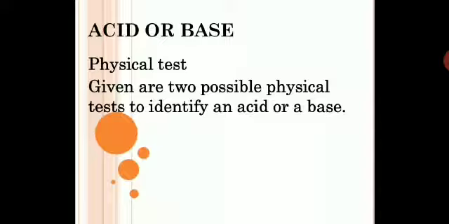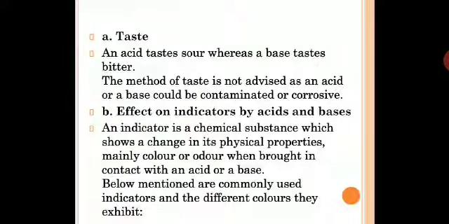Now in this session we are going to see how we check the presence of an acid or a base. One test we can have is a physical test; chemical tests we will see later. There are two possible physical tests to identify an acid or a base. First, taste. An acid tastes sour whereas a base tastes bitter. The method of taste is not advised as an acid or a base could be contaminated or corrosive.